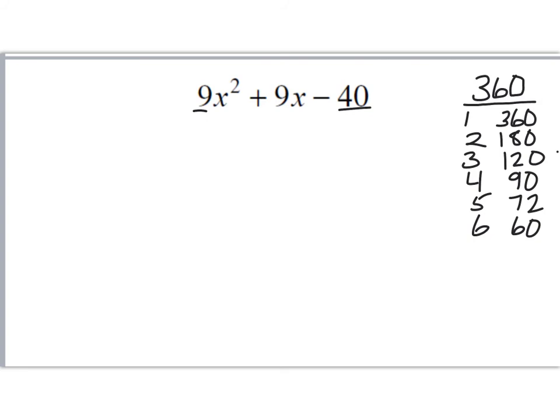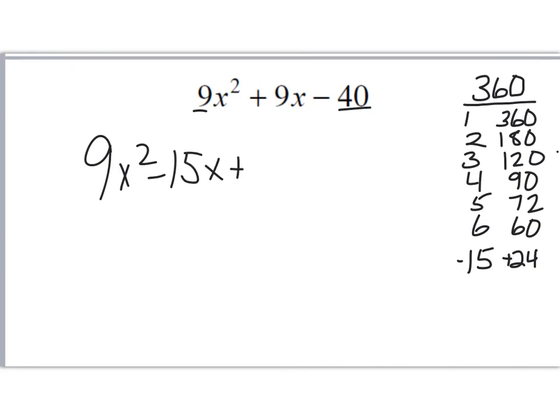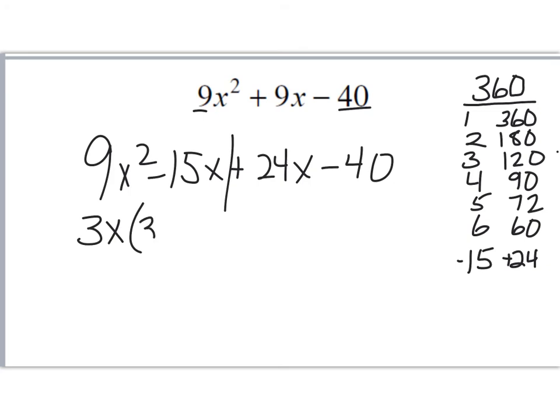And eventually we're going to get to a 15 and a 24. And sure enough, the difference between those two is 9. And it's going to be a positive 9, so that means my biggest one has to be positive and my smallest one has to be negative. Alrighty, 9x squared minus 15x plus 24x minus 40. Split it. Greatest common factor of 9x squared and 15x is a 3x. And so 3 times 3 is 9, and then I need another x to complete that. And then 3 times -5 is -15, and I don't need any more x's to complete that.